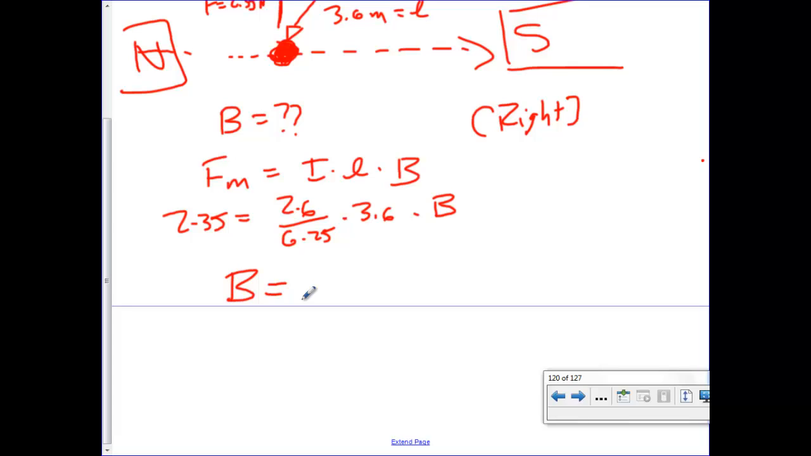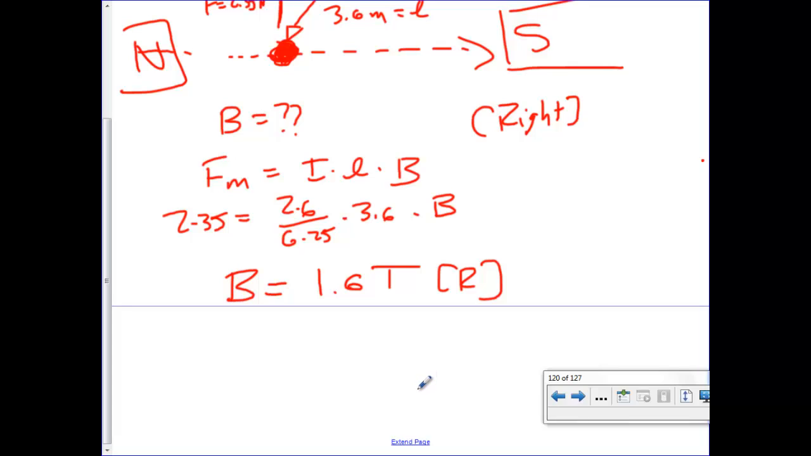So you need what? 235 times 6.25 divided by 2.6 divided by 3.6. How many sig digs do I get? Just 2 sig digs? It was just rounded a little bit differently. What did you get? I got 1.569. So 1.6, and then the unit for field strength is Teslas, and then this would be going right, at least based on our diagram.